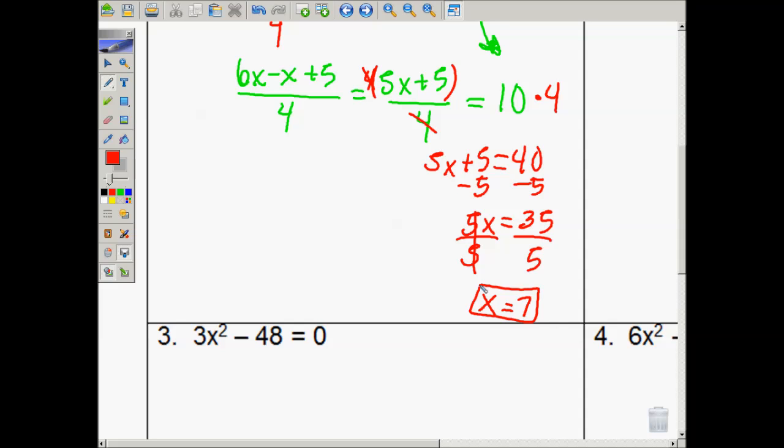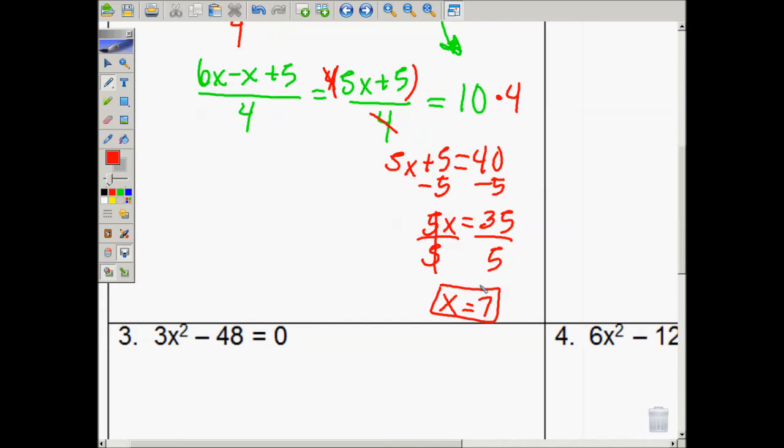Why did I take off the 4? Because I'm trying to get x by itself, right? Before I can do anything to the numerator, you have to remove the denominator. This is division, and the opposite of division is multiplication. If I multiply this side to get rid of the 4, then I have to move the 4 to this side. You have to keep it balanced. That's what the equal sign means. It must stay balanced at all times. Just like with a fraction, whatever you do to the top, you have to do to the bottom.